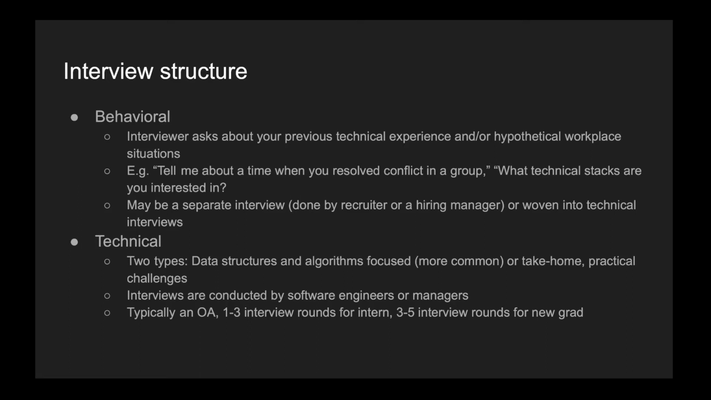Depending on the company you apply for, the path to your interview can vary. But if you're applying to a big company, and even a lot of small local companies, you typically get an invitation for an OA, and then if you pass the OA, you'll have 1 to 3 technical interview rounds for an intern. You'll also have 3 to 5 interview rounds if you're going for a new grad position, sometimes less. And along the way, there's usually some sort of behavioral aspect.